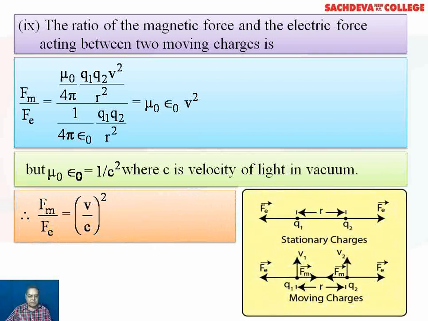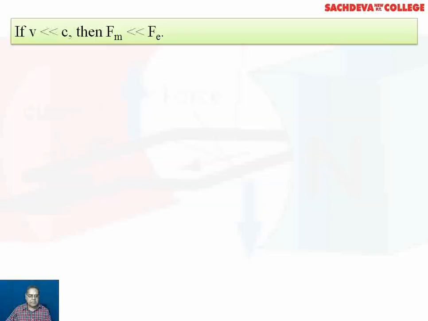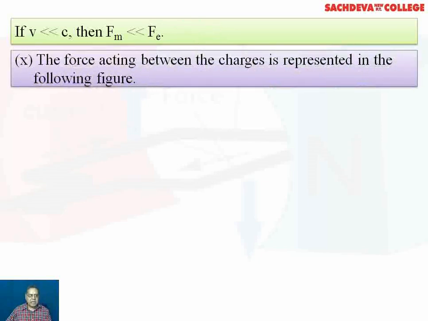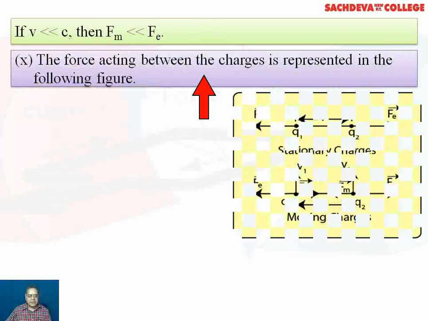Again, you can look at the figures for the stationary charges and the moving charges. If V is very less than C, then Fm is very less than Fe. The force acting between the charges is represented in the following figure.